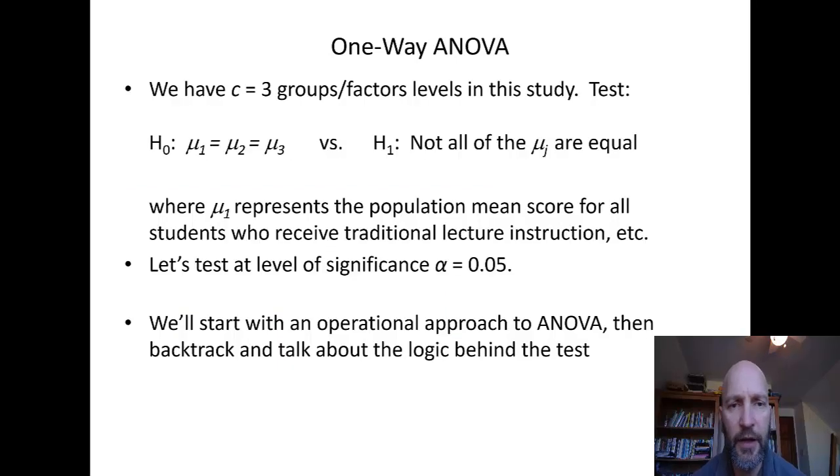Okay, so let's go ahead and jump into this. We have C equals 3 groups, or factor levels, in the study, and we want to test the null hypothesis that mu1 equals mu2 equals mu3 versus the alternative that not all of the mu's are equal to each other, which really means that at least one is not equal to the others. And this is very standard. We're always going to see this type of null and alternative hypothesis when we do analysis of variance. We're going to use an alpha level of 5%, and we'll use what we call the operational approach, which means we're just going to run the analysis of variance and then backtrack and talk about the logic behind the test.